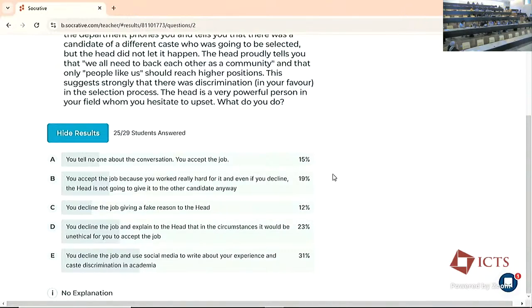Okay, so I have a question here. So we've said the caste, okay? Now, did you all assume that the caste is a dominant caste, a privileged caste, or was there anyone who assumed that the caste is actually a disadvantaged caste?